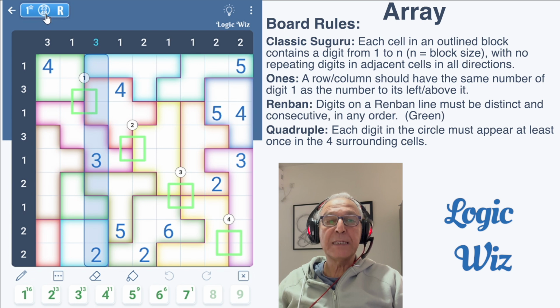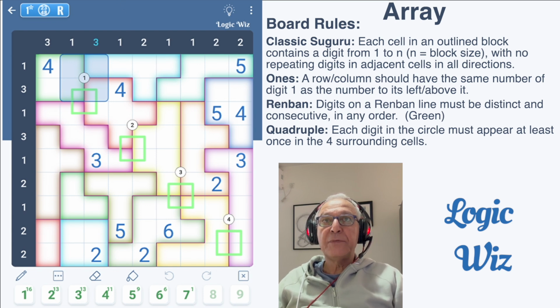The second one is quadruple. Quadruple basically means that the 4 cells around the quadruple must have the digits inside the quadruple. In this case, we have only 1 digit, so one of those 4 cells must have the digit 1.